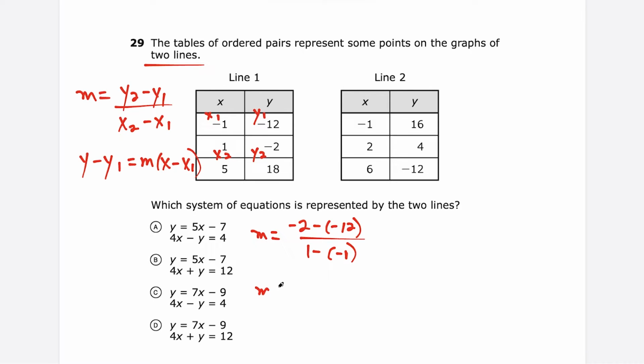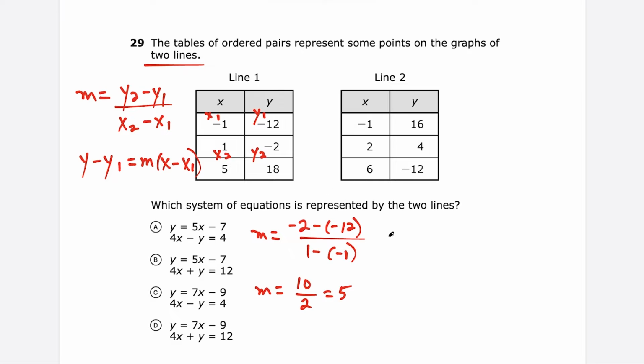So now from here, we just simplify. We have negative 2 plus 12 is going to make 10, divided by 1 plus 1 is equal to 2. And 10 divided by 2 is equal to 5. So the slope of the first line is 5. Now, you might be thinking, why didn't we find the slope between the first point and the third point? It wouldn't matter which pair of points you choose. The slope of a line doesn't change. So we're going to get 5 either way.